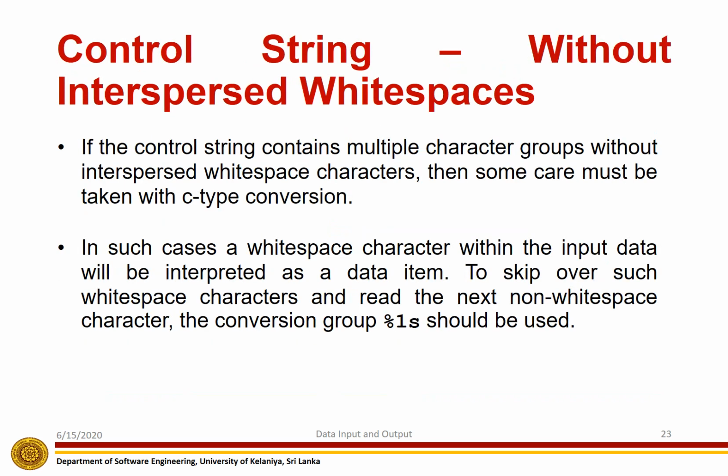The next feature is a control string without interspersed white spaces. If the control string contains multiple character groups without interspersed white space characters, then some care must be taken with character type conversion. In such cases, a white space character within the input data will be interpreted as a data item. To skip over such white space characters and read the next non-white space character, the conversion group %1s should be used. Now we will see an example.